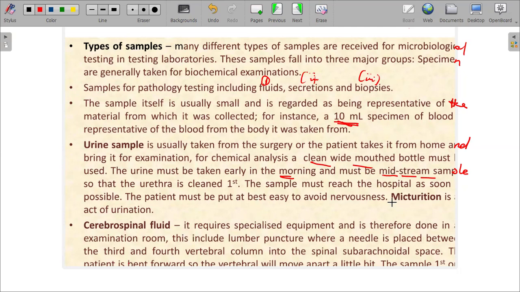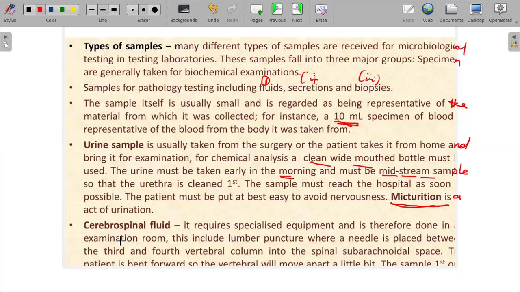And then this term here, micturition, please note, it is quite often asked that you define the term. It is the act of urination. The act of passing urine is micturition. It is one of the terms that you might also find when you go to examinations.